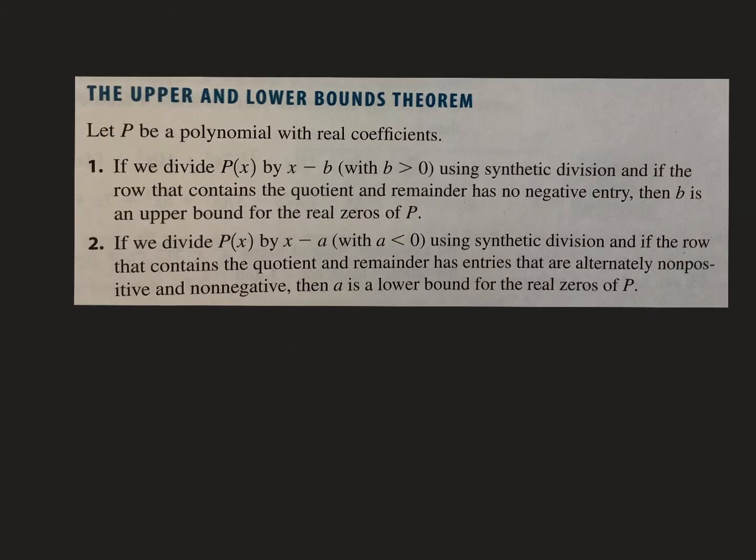All right, upper and lower bounds. This is also very helpful. You want to try things that are way too big or way too small. If you divide your polynomial by a factor, by a number, and the quotient and the remainder have no negatives, like when you do your synthetic division, if you get all positives in the bottom for your result, that means that's an upper bound. There's no zero greater than that one.